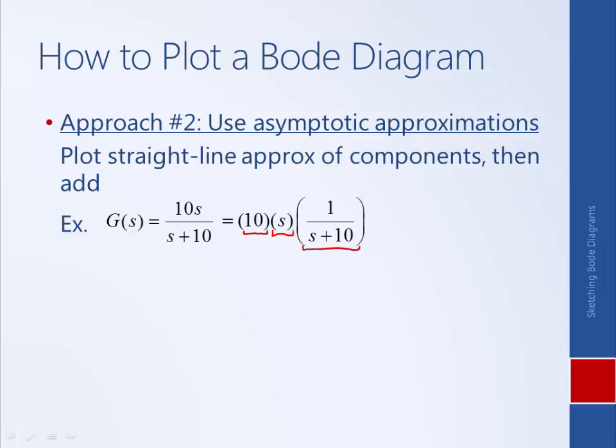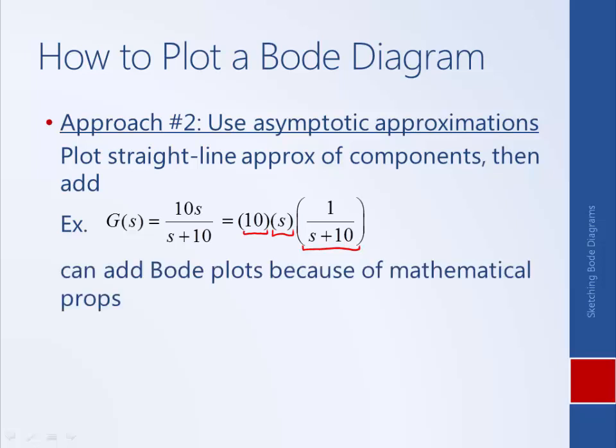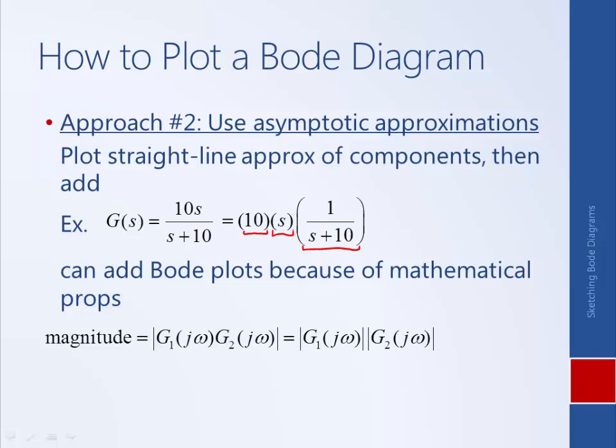And we will have memorized the shapes of the Bode diagrams of these standard elements: gains, differentiators, integrators, poles, zeros, etc. And then it turns out that we can add the Bode plots of these individual components because of a couple of mathematical properties which I'll demonstrate.